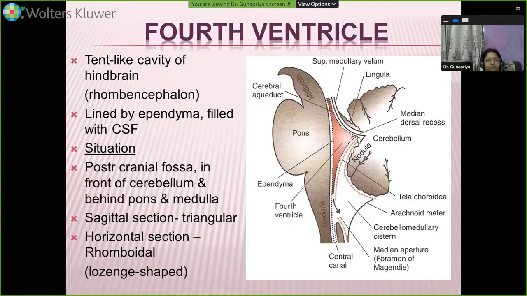In a sagittal section, a midline section, it appears triangular in shape, whereas in a horizontal section, it appears lozenge shaped. Lozenge is rhomboidal or diamond shaped. Roughly a square, but a tilted square. It's not a straight square. That's the shape of the fourth ventricle.